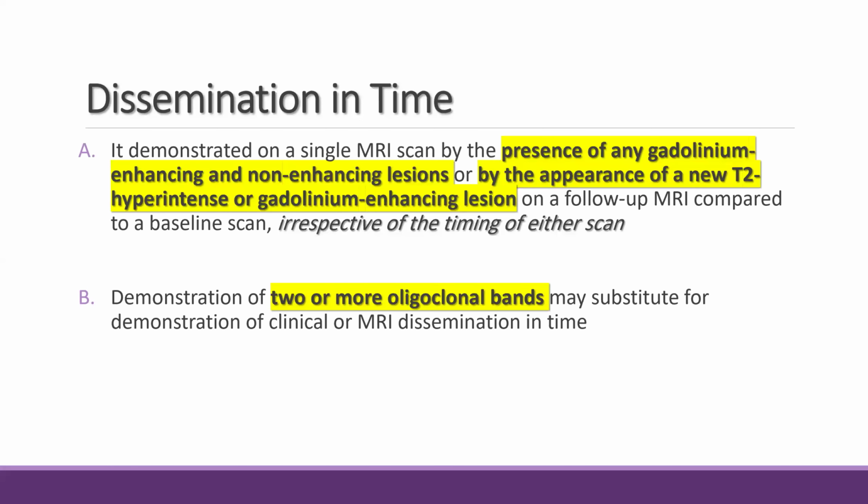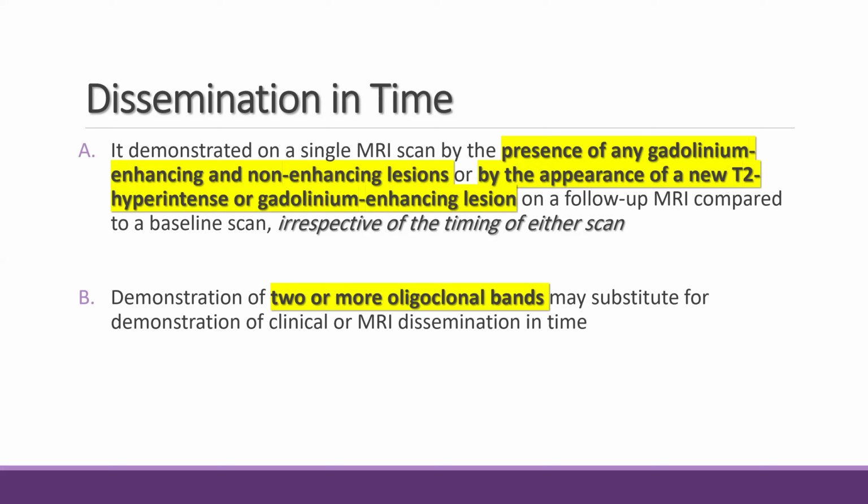What about dissemination in time? So it's characterized by a single MRI that shows both gadolinium-enhancing and non-enhancing lesions. Okay, so we have a lesion that is taking the contrast and a lesion not taking it, or the presence of new T2 lesions when we compare it with a previous MRI. So dissemination in time means the presence of gadolinium-enhancing and non-enhancing lesions at the same time, or in the follow-up MRI.